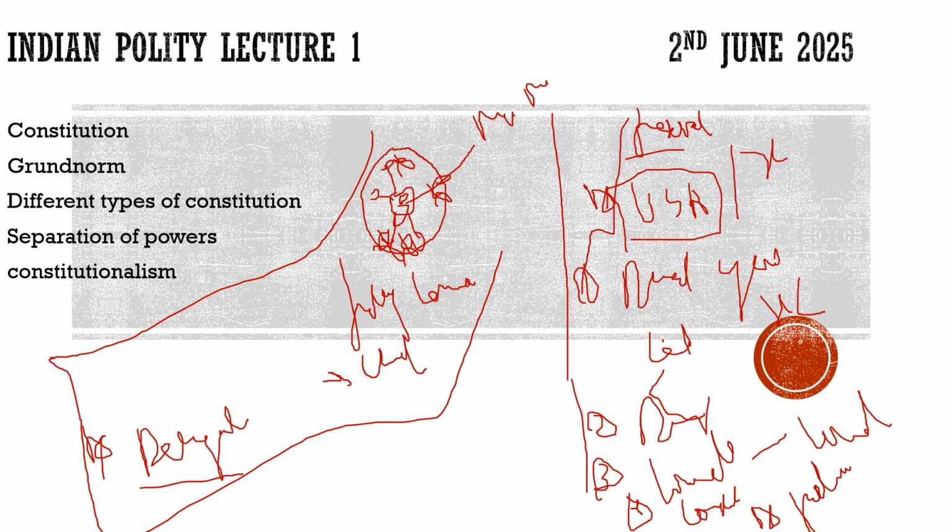So what were the things which we discussed for a federal society? It should have dual governance. There should be a distribution of powers. There should be a written constitution. The constitution should be supreme, and the judiciary should be independent.